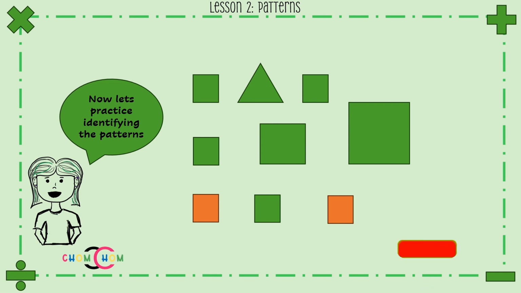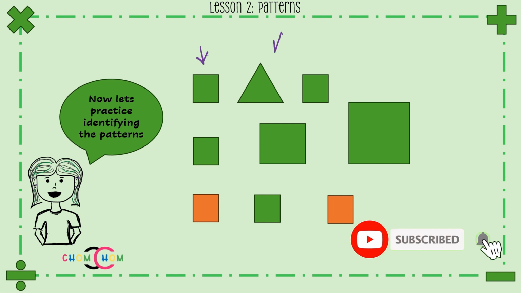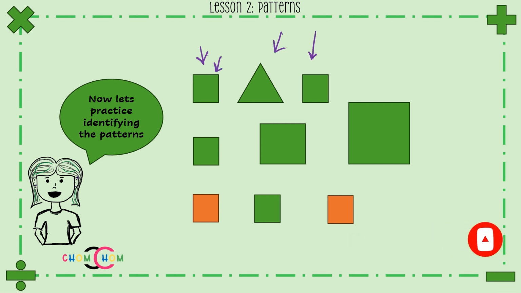So first this goes square, triangle, and then square. Is there any change in color in this pattern? No, there's just a change in shape. So we can assume the pattern goes triangle, square, triangle, if we want to continue it.